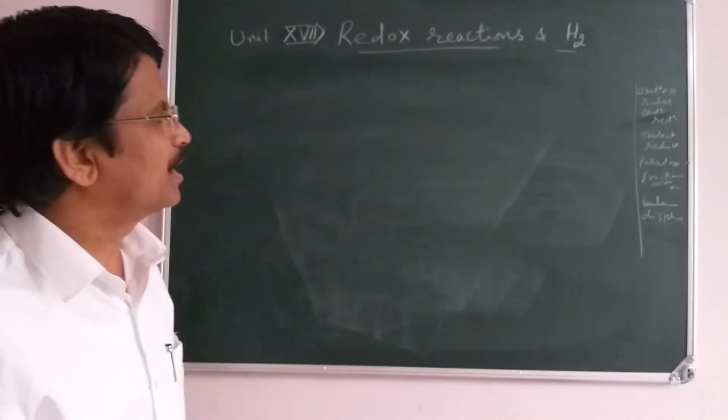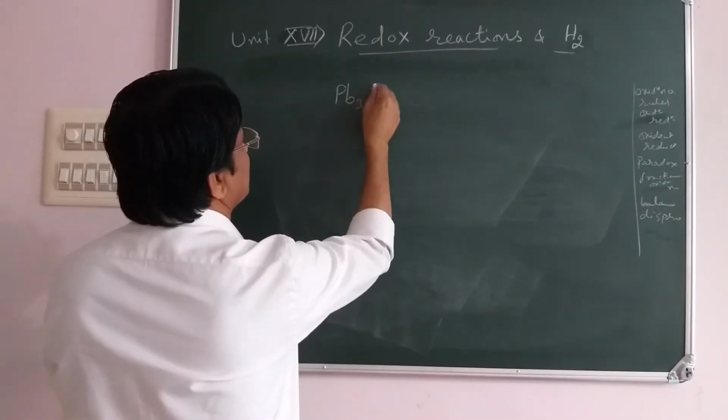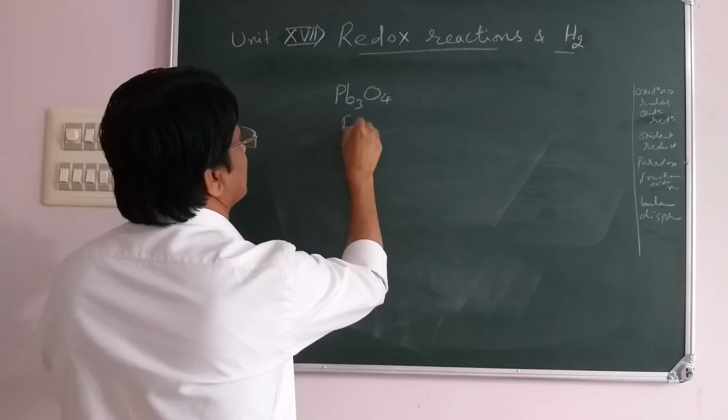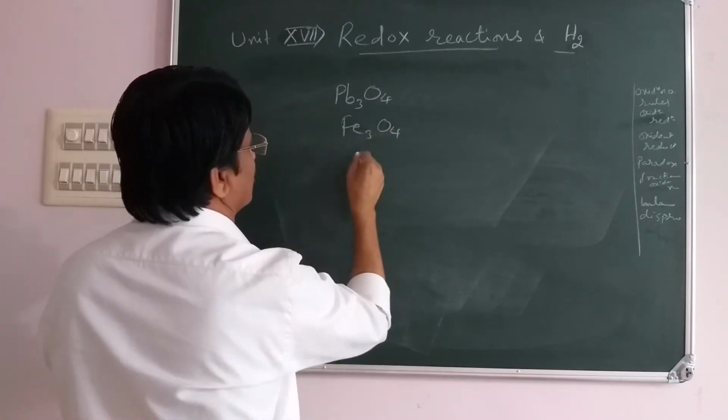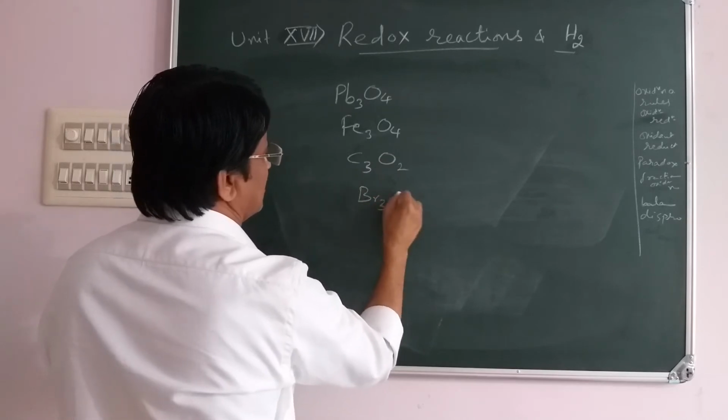In the case of peroxides and similar compounds, it is important. Example, you take Pb3O4, Fe3O4, C3O2, Br3O8.